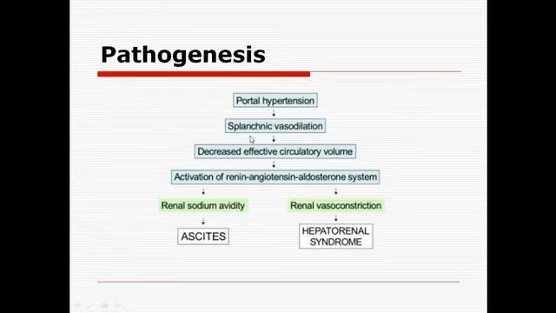Pathogenesis: portal hypertension, splenic vasodilation, decreased effective circulatory volume, and activation of the renin-angiotensin-aldosterone system. So the kidney will retain sodium avidly, and there will be development of ascites. On the other hand, renal vasoconstriction occurs and hepatorenal syndrome will develop.